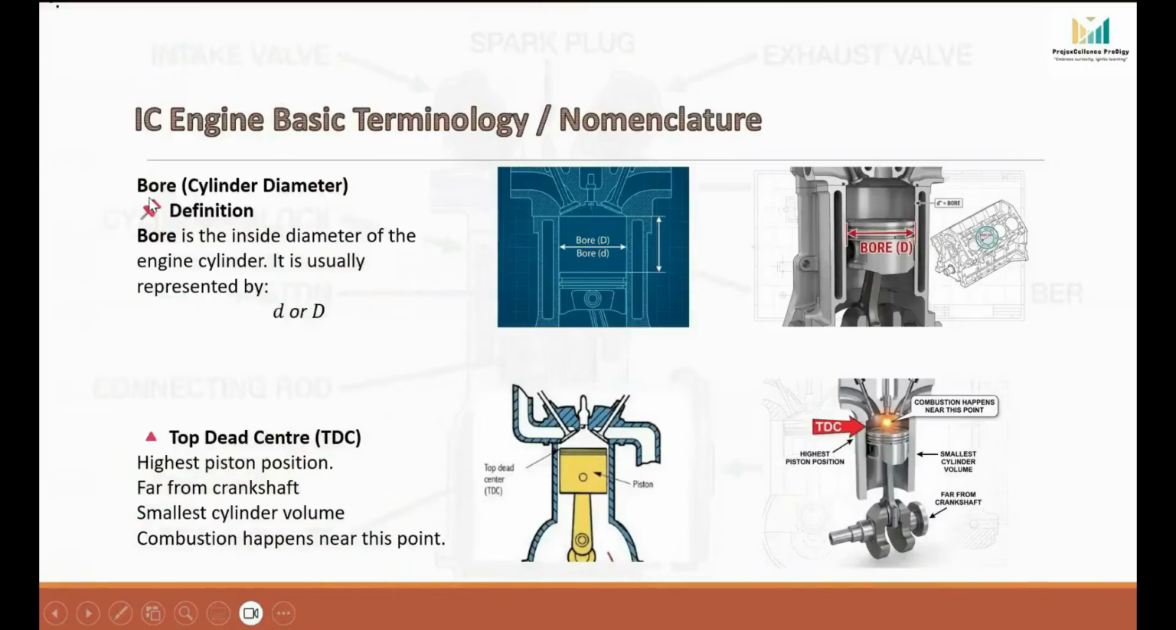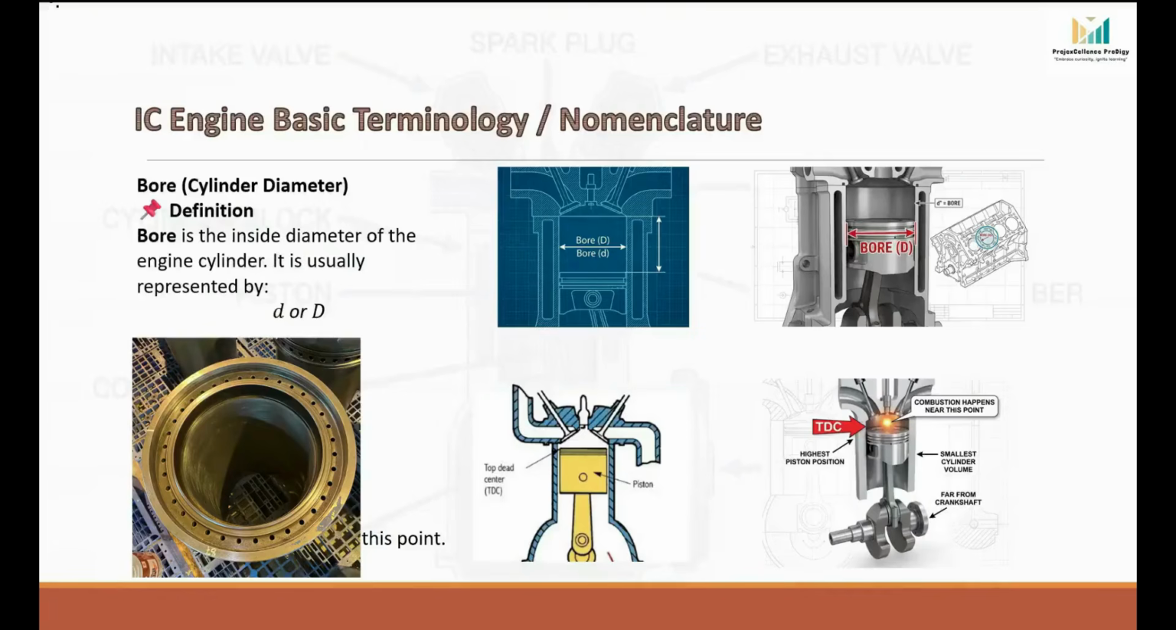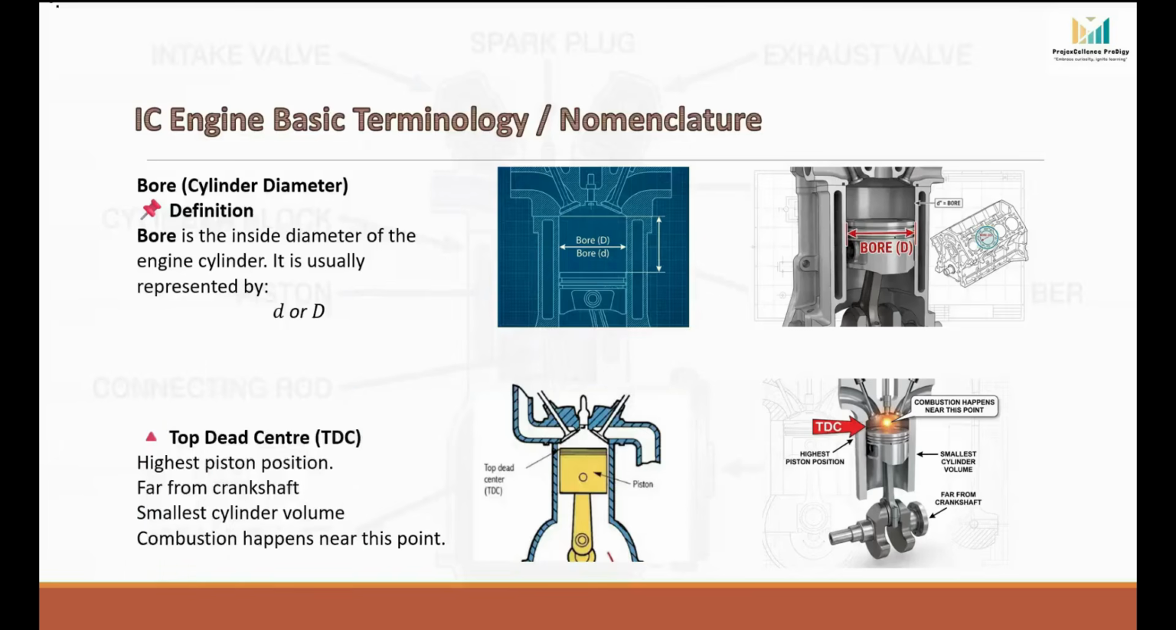Let us begin with the most fundamental term, bore, also called cylinder diameter. Bore is simply the inside diameter of the engine cylinder. If you look at the cylinder from the top, you will see a circular opening. And that diameter is called the bore and is usually represented by small d or capital D. In simple words, bore tells us how wide is the cylinder from inside. And this is the space in which the piston moves up and down.